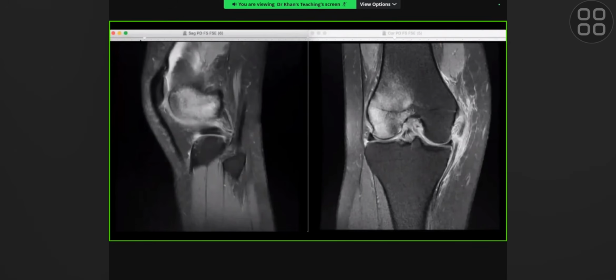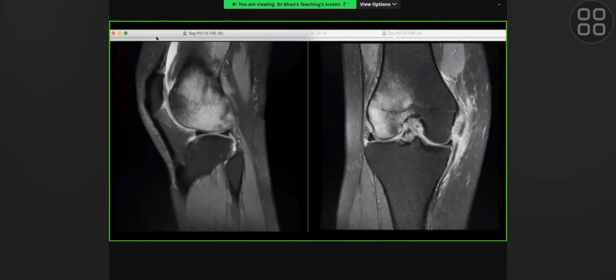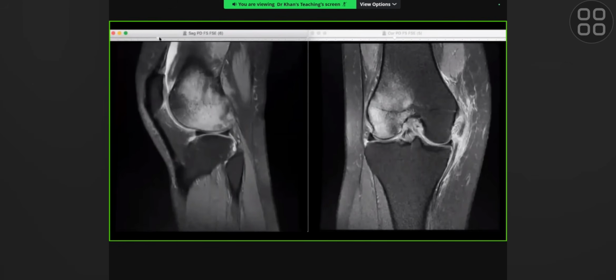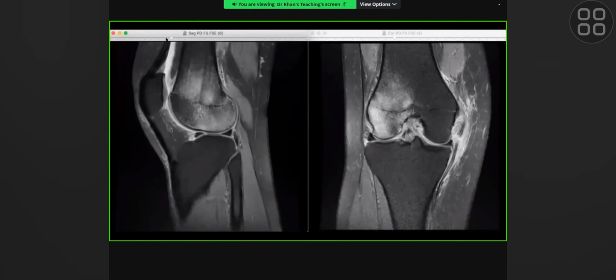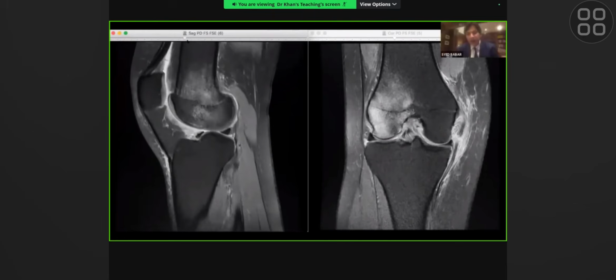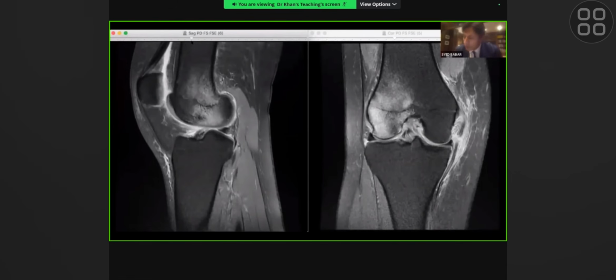So on this PD fat-sat sequence MRI of the knee, looking at the sagittal lateral compartment, there is significant bone marrow edema in the lateral femoral condyle and a knee joint effusion. It's a bit lagging, so I'm still scrolling slowly. Can I add, this patient had a motorbike accident?